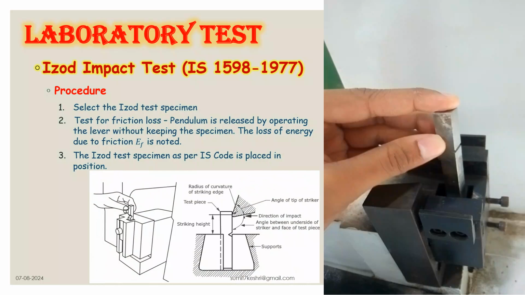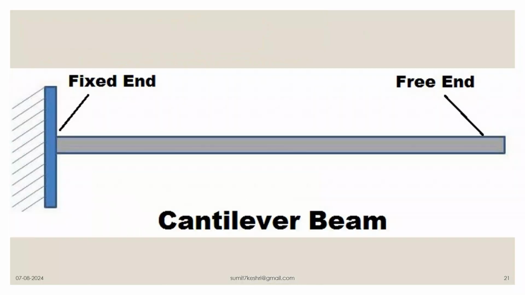Then the test specimen is placed in its position. The specimen is placed along its length in the groove such that the hammer strikes the specimen at a distance of 22 mm from the notch. It can also be said that the sample is placed in a cantilever position. I hope you know the meaning of cantilever.